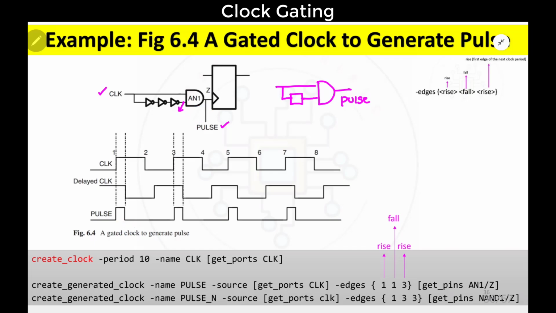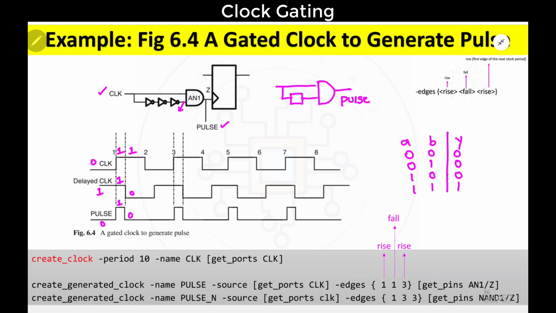Simply use the function of an AND gate, which has 2 inputs and 1 output. The truth table is 0 0 gives 0, 0 1 gives 0, 1 0 gives 0, and 1 1 gives 1. You can check here: whenever this portion is 0 and this is 1, 0 into 1 will be 0. Here it is 1 and here it is 1, so 1 into 1 is 1, so it goes high. Next, here it is 1 and 0, and 1 into 0 will be 0. By using this you can get the pulse which is shown here.